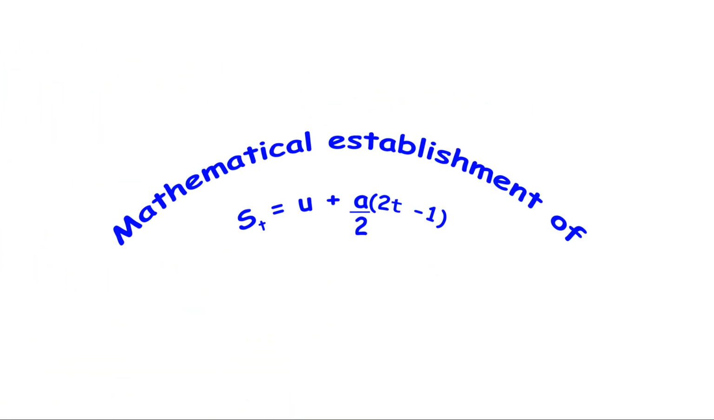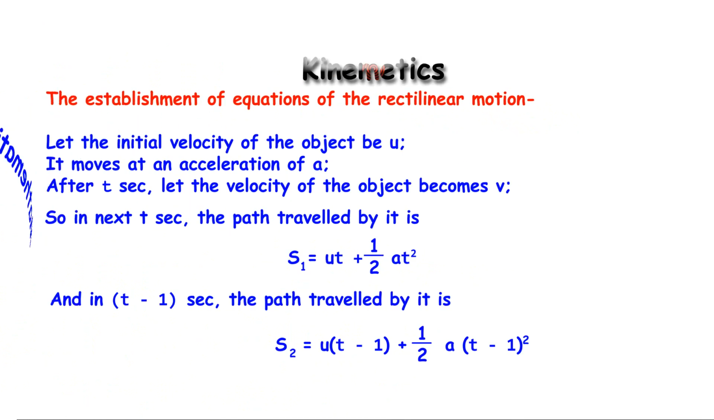We are now interested to find the total pathway traveled by the object in the tth second. That means the total pathway traveled in t seconds minus the total pathway traveled in t minus 1 seconds. That will be defined as the total path traveled by the object in the tth second. So to solve the equation, we will take the help of the previous proofs.